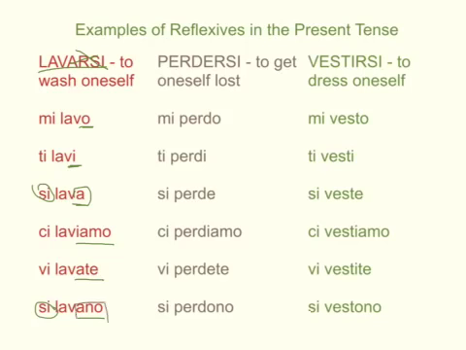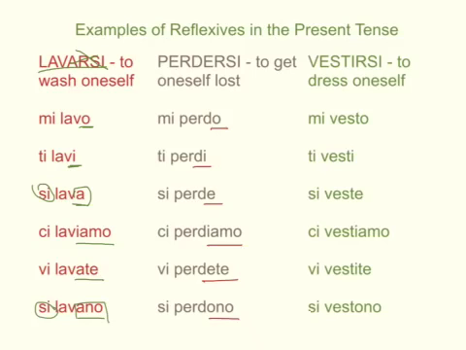Let's have a look at perdersi, which comes from an ere verb, perdere, but when we say perdersi, we're talking about to get oneself lost or to become lost. So again, you'll notice that the endings are all the endings for regular ere verbs. So for example, mi perdo, I lose myself. Ti perdi, you lose yourself or you get yourself lost. Si perde, he or she gets lost. Ci perdiamo, we get ourselves lost. Vi perdete, all of you get yourselves lost. And si perdono, they get themselves lost.